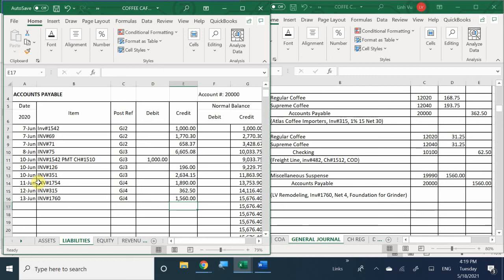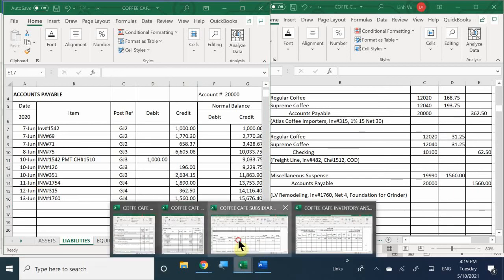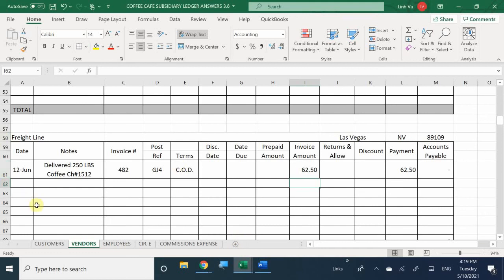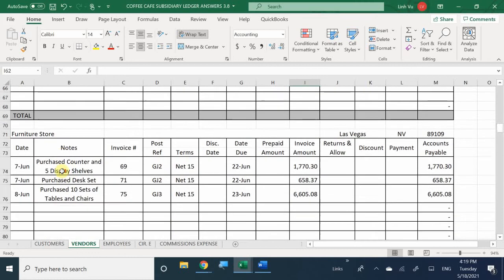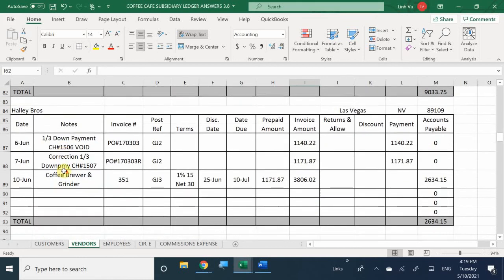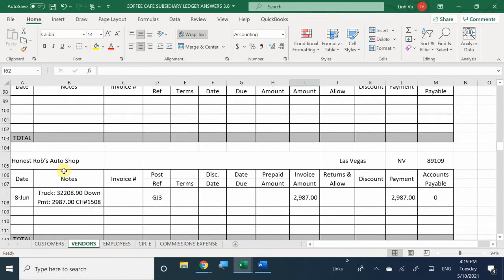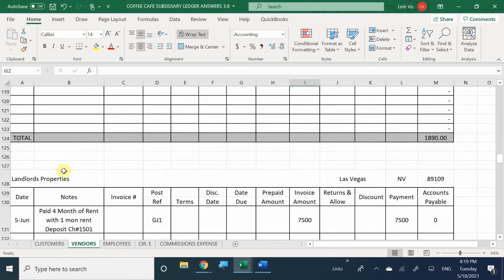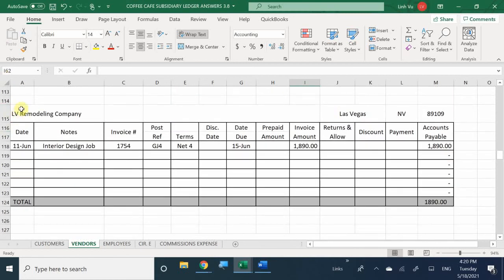And last but not least, we didn't deal with inventory, so we don't need to worry about the inventory worksheet. However, we do need to update our subsidiary ledger because we received a bill from LV Remodeling. So once again, I'm going to locate LV Remodeling. That should be line 1. There you go. Got it. LV Remodeling. There's not that many accounts, so you could just take your time and glide through them.